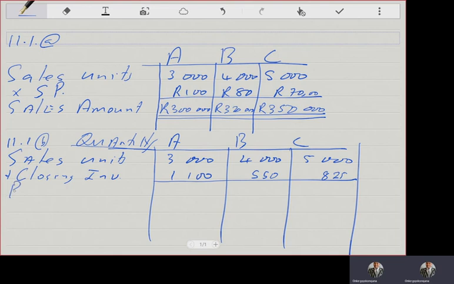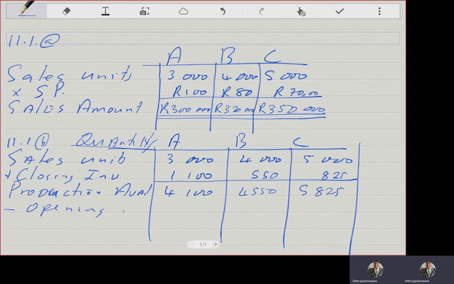Then that's going to take to production, then that is available. So you'll have here now 4,100, and on this side you've got 4,550, and this side is 5,825. Then you take out your opening.